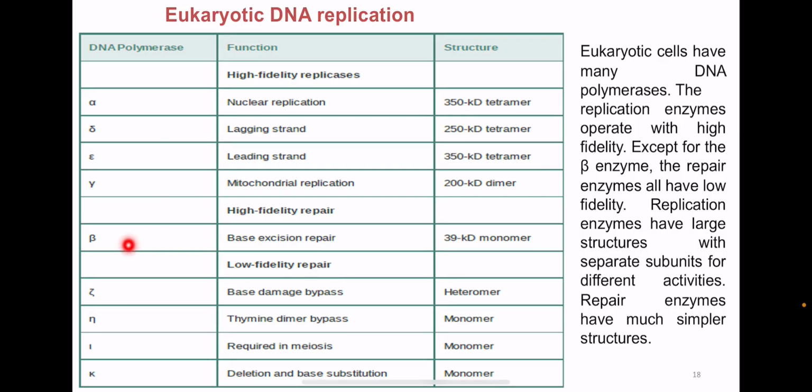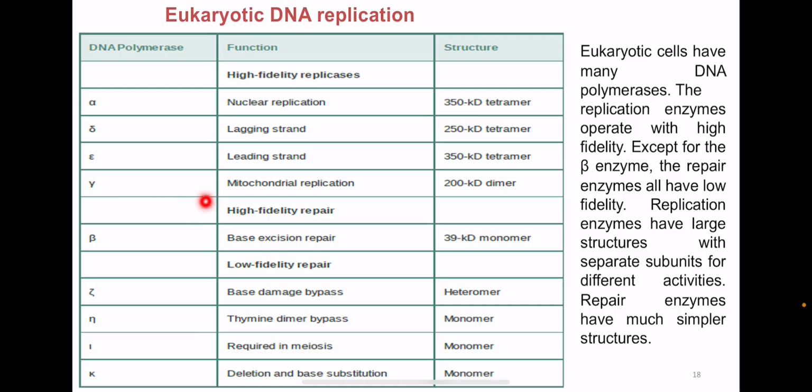The polymerase alpha, which we can liken to the polymerase 1 in prokaryotes, is for nuclear replication. Polymerase alpha, delta, epsilon, and gamma are replicase polymerases, so they are actually involved in replication. Beta and the others are repair enzymes. We have high fidelity and low fidelity polymerases, and mostly the repair polymerases are low fidelity, except polymerase beta.